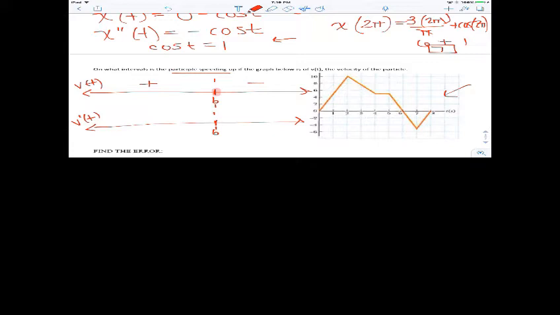Now, let's look at acceleration, and remember that that's the slope of velocity. So there is a positive slope from 0 to 2.